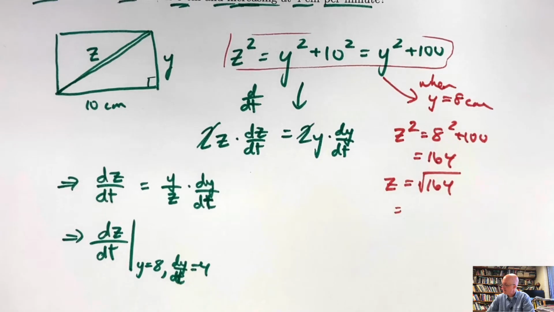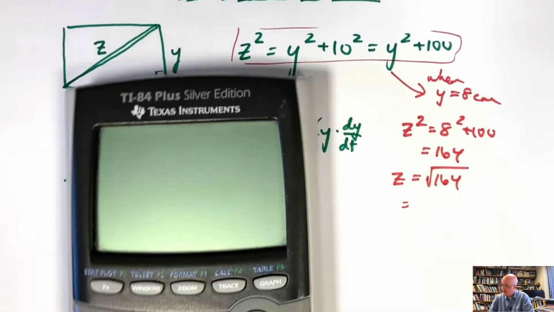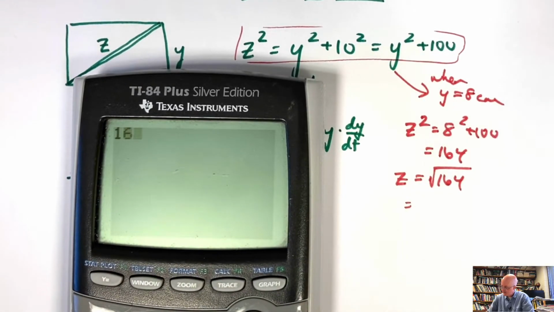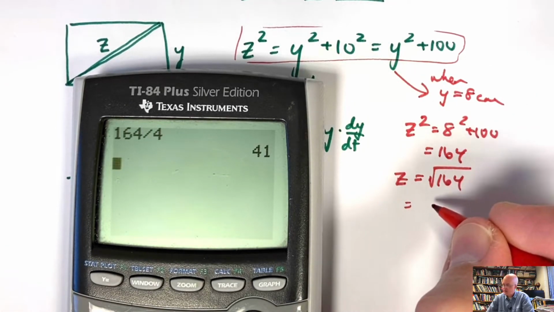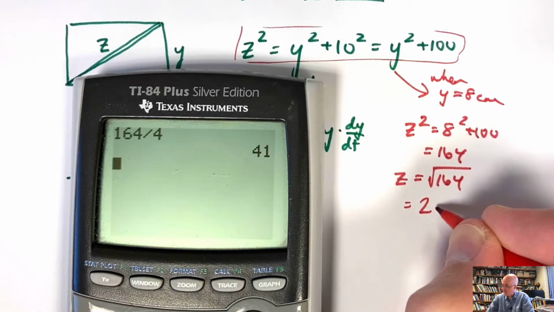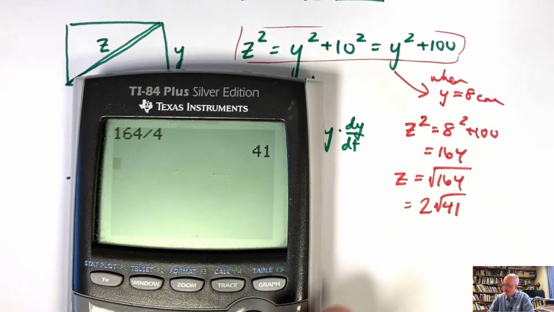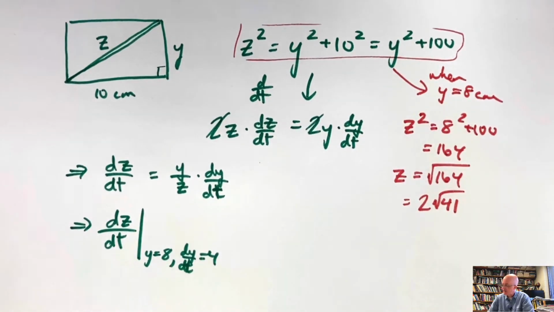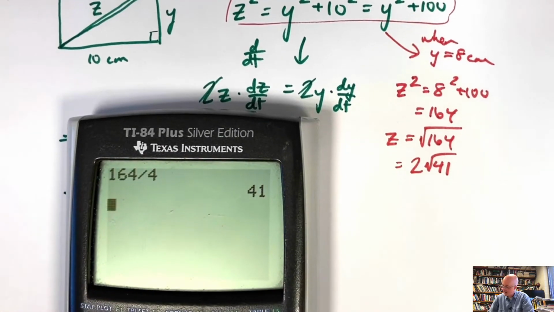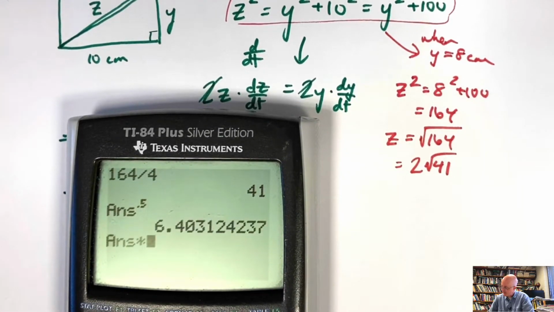164 is divisible by 4. 164 divided by 4 is 41. So you'd have the square root of 4 times the square root of 41. The square root of 4 is 2. If you like simplifying radical expressions like that, go ahead and do it. But what really matters is what it is approximately equal to. Take the square root of 41 and multiply by 2.